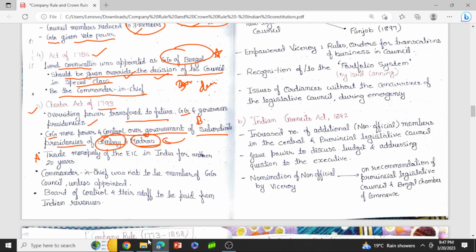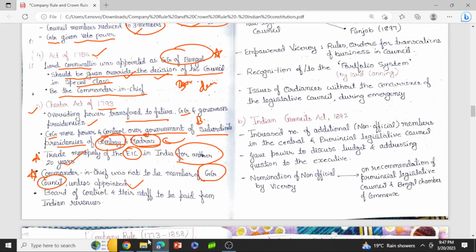Another point, the trade monopoly of the East India Company. So the East India Company again was given a monopoly to trade in India for another 20 years. However, the commander-in-chief, who was introduced in 1786, won't be a member of the Governor General's Council unless appointed.